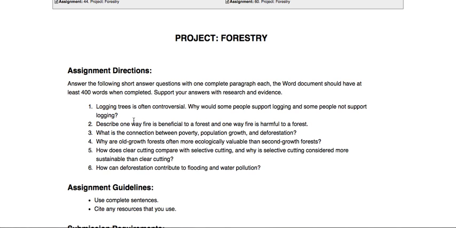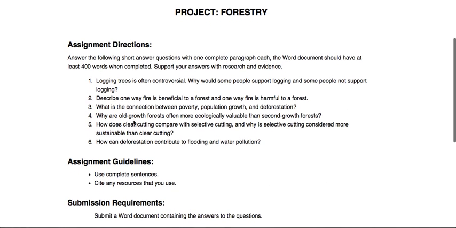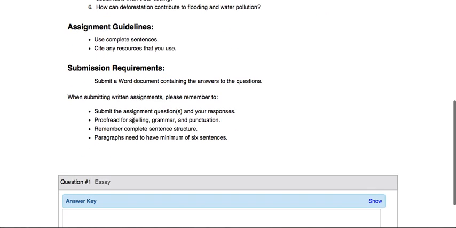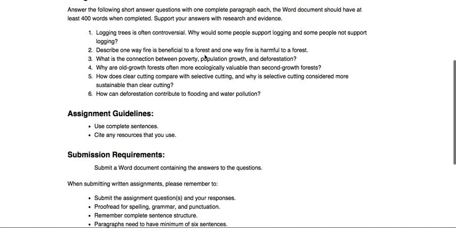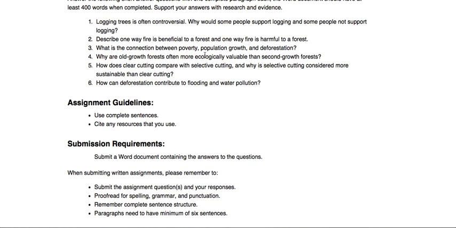For this, I'm looking for complete sentences, citations, and clear and cohesive thoughts. Submitting it in a Word document or submitting it down below in the answer box is fine by me. If you get stuck, I'll be more than happy to help you.